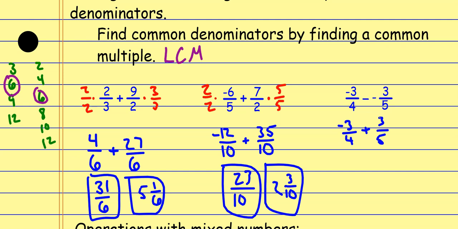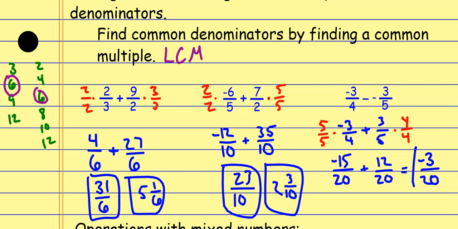Now the common denominator between 4 and 5 is a 20. So this guy I have to multiply by 5, numerator and denominator. This one I have to multiply by 4, numerator and denominator. And so I get a negative 15 over 20 plus a 12 over 20. And now that the pieces are the same, I can add them up. Negative 15 plus 12 is a negative 3, and it stays out of the 20. And this one, there's nothing that I can do to reduce it or change it.